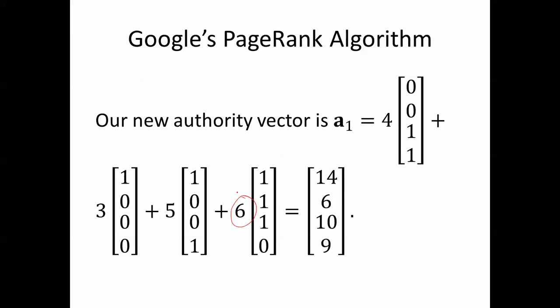website 4 has that hub score of 6. And so everything that 4 cites, everything that 4 references, gets 6 points. Whereas everything that hub 3 cites gets 5 points. Everything that site 1 references gets 4 points, and everything that site 2 references gets 3 points. So now we have a new authority vector. The greatest authority is number 1, and then number 3, and then number 4, and then number 2.